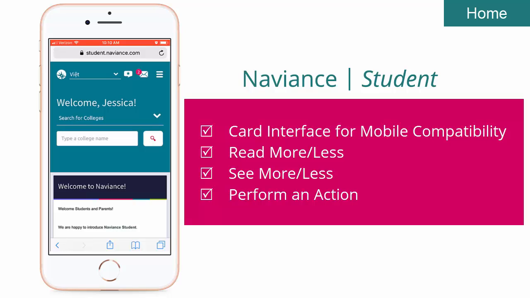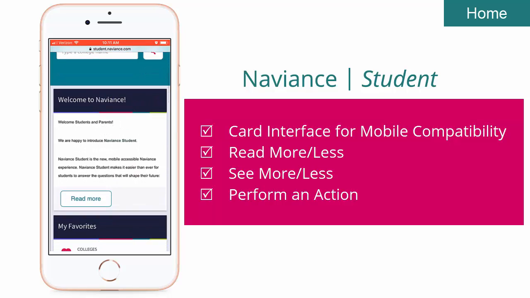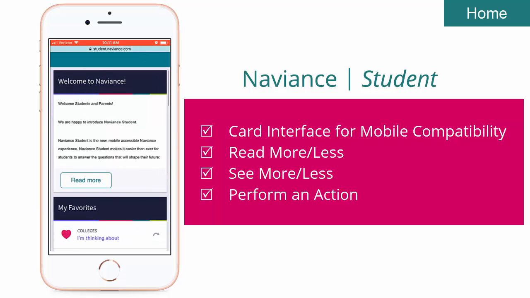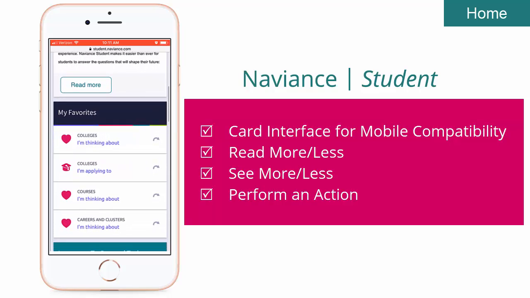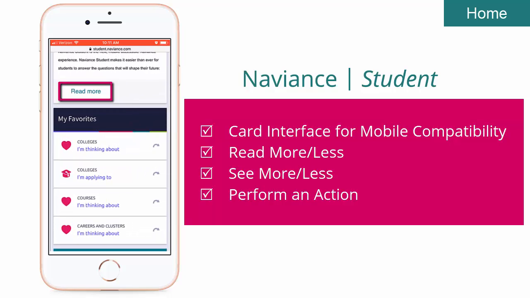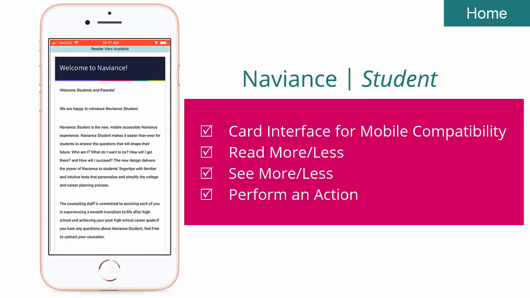This is the home page. Here you will notice that the new interface makes use of content cards that are identified by a title and show corresponding information. The card layout improves mobile compatibility. Depending on what information is in the card, you may see an option at the bottom of the card to either read more, see more, or perform an action. Expect to see this general structure on most pages.